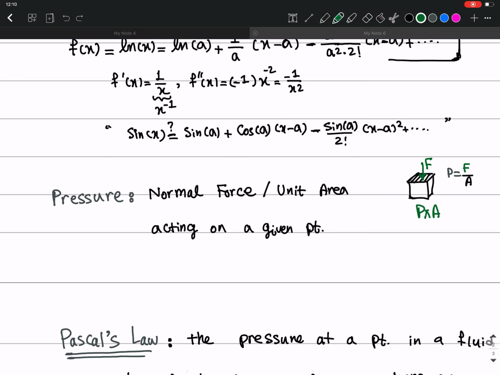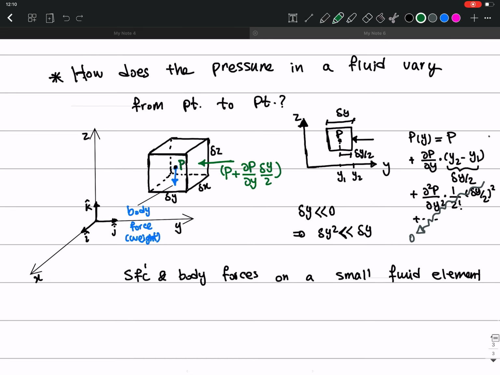So I have to multiply the pressure here with the area here to get the force that is acted on this side of the fluid element. So what is the area? It is delta x delta z, correct? So this is going to be the force on the right side.